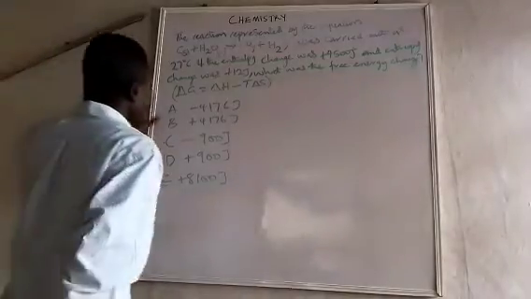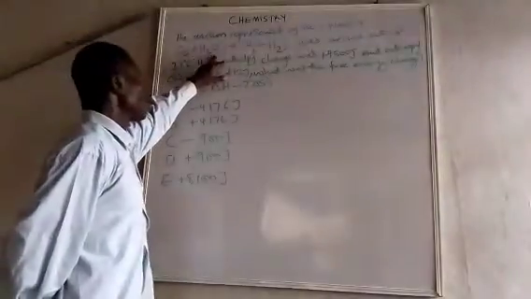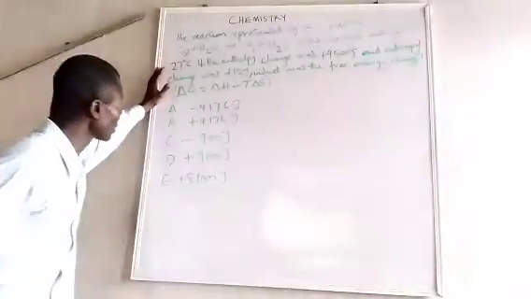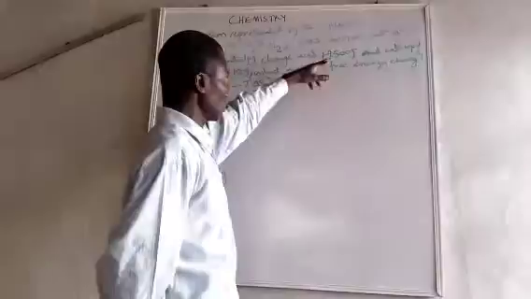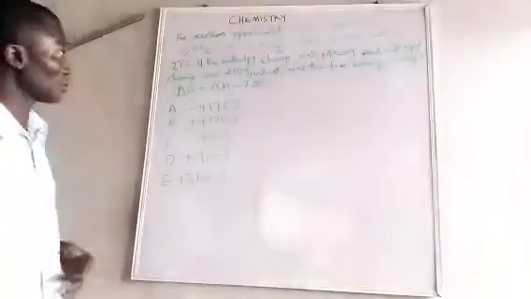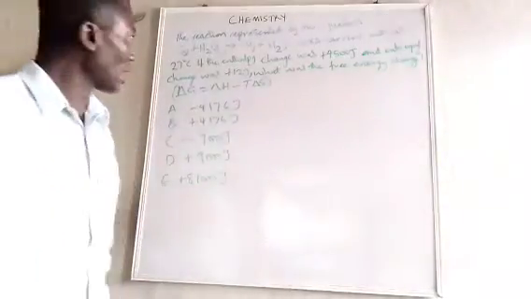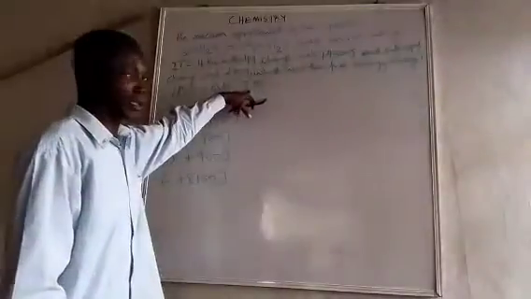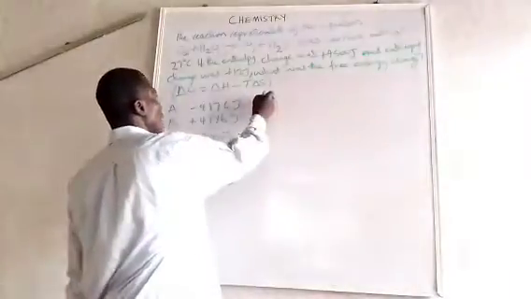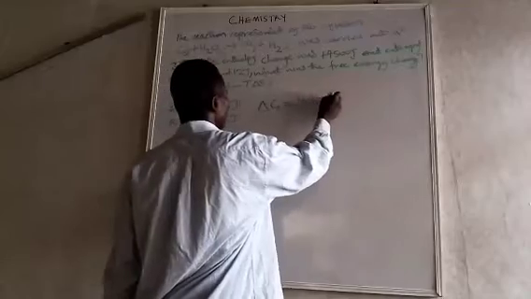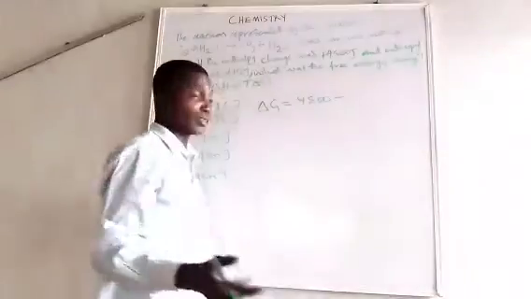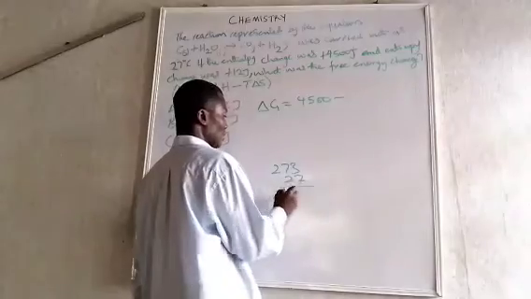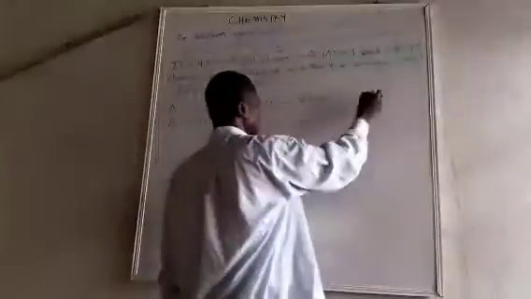So the question says, the reaction represented by the equation C plus H2O gives CO and H2 gas was carried out at 27 degrees Celsius. If the enthalpy change was 4,500 joules and the entropy change was plus 12 joules, what was the free energy change? And we are given the equation: free energy equals change in enthalpy minus temperature times change in entropy. Now, our delta G will be equal to 4500 minus what is our T? Remember, 27 degrees Celsius is equal to 300 Kelvin. That is 273 plus 27. That's 300. So we have minus 300, and what's our entropy change? Times 12.